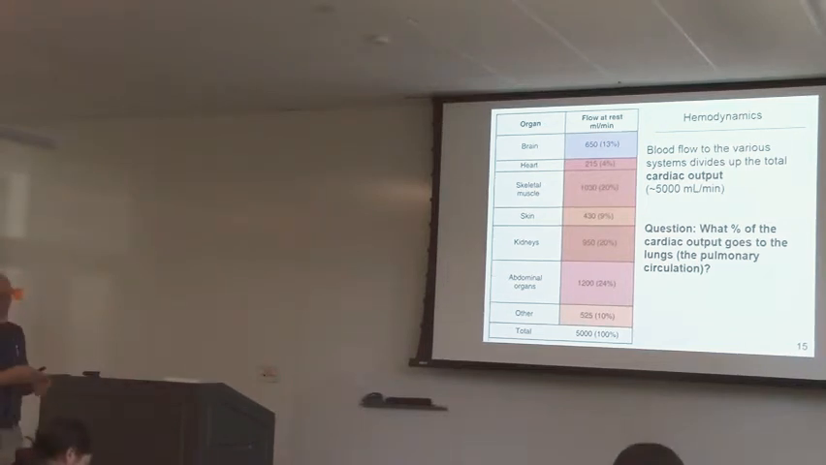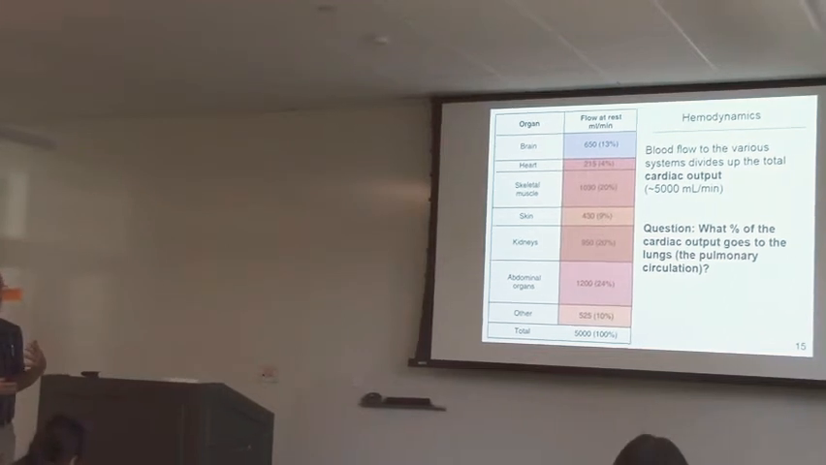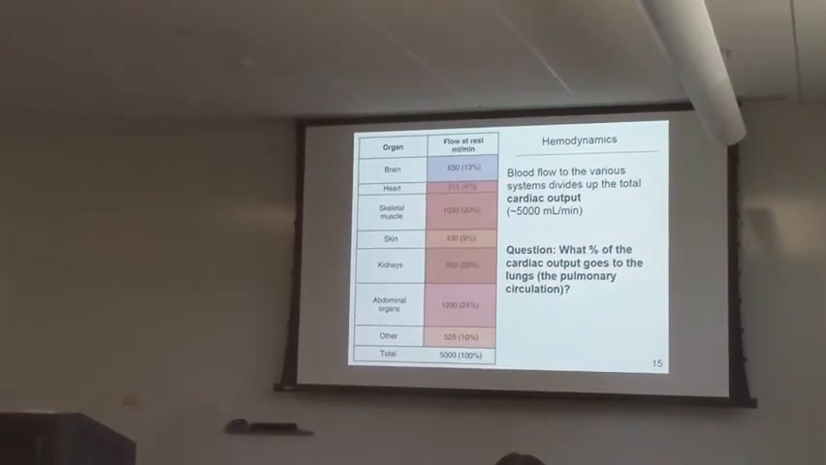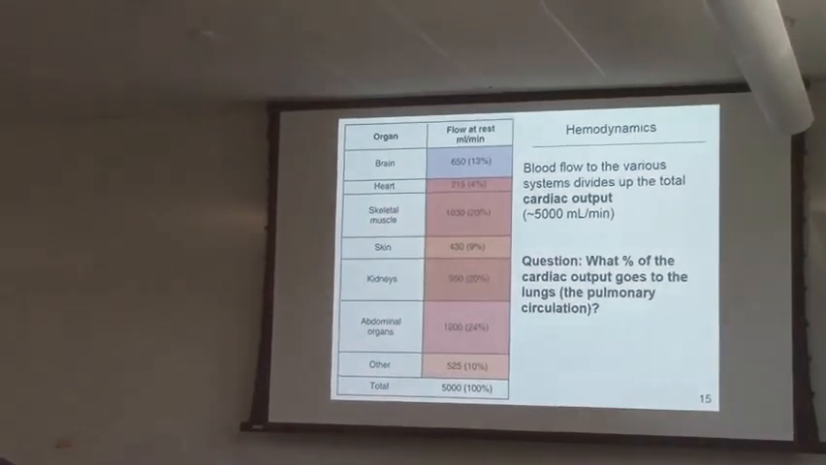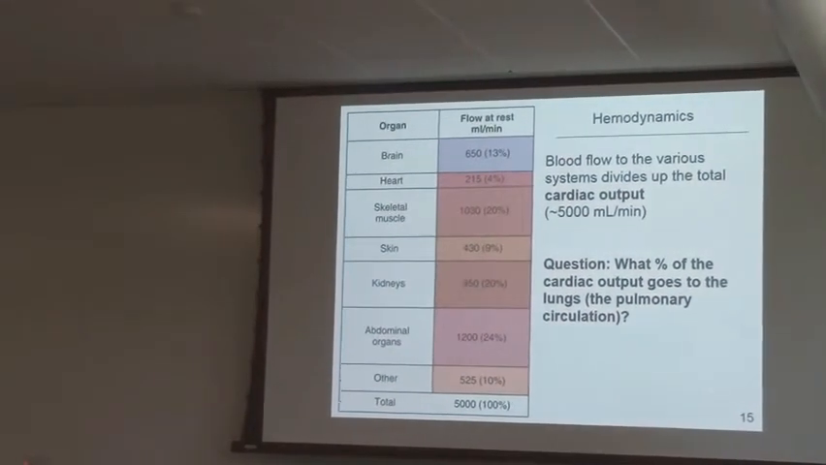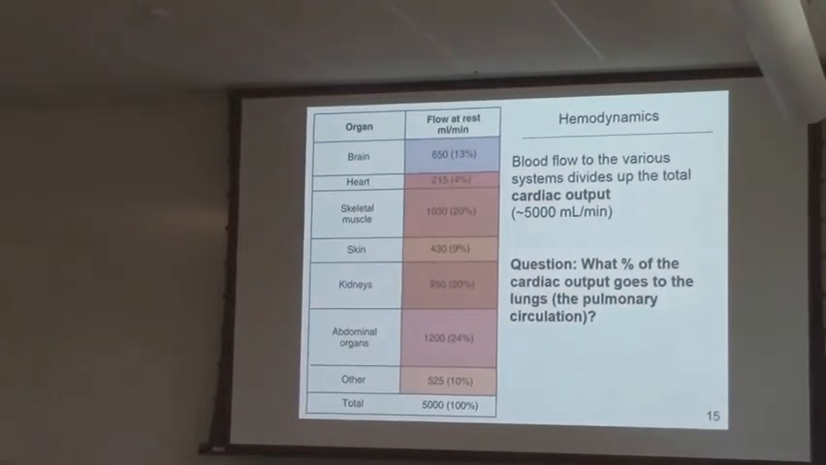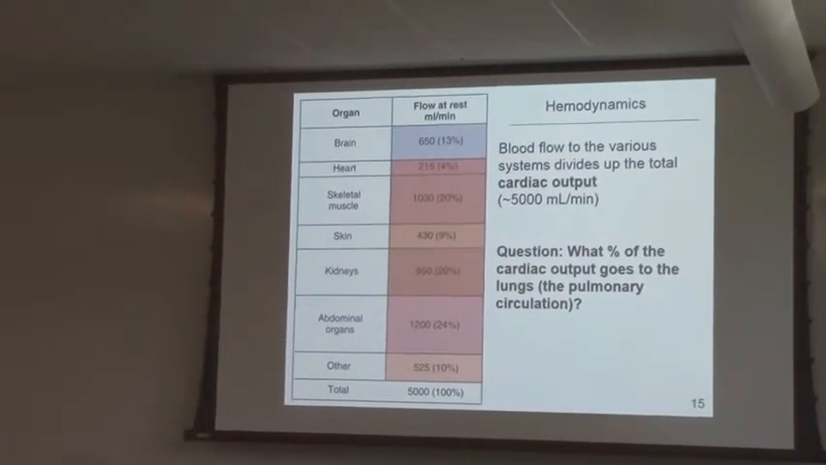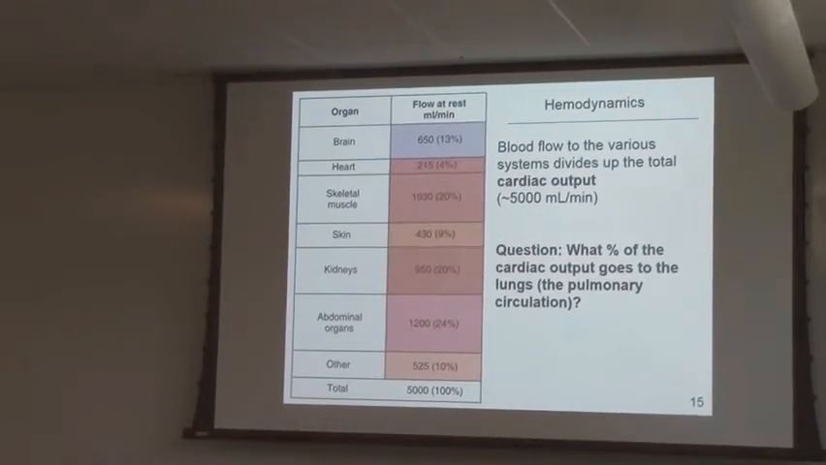But let's just talk about blood for a minute. Your heart is pumping out blood all the time. And so we talk about that output as cardiac output. And that output is in volume per minute terms. So you pump about 5 liters of blood per minute.